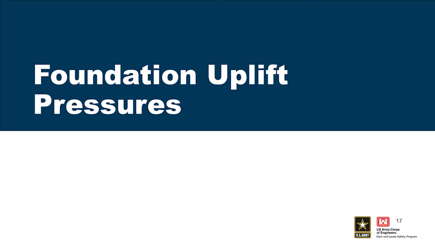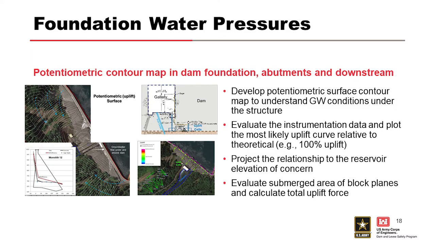So now we get into the foundation uplift. Next slide. And uplift pressures that we should consider. Typically, you want to develop a potentiometric surface of the groundwater contours to understand the groundwater conditions under the structure. And you have to evaluate your instrumentation data, plot the most likely uplift curves relative to theoretical uplift, about 100%, and then project the relationships to the reservoir elevations of concern, if it's at the toe or where your block of concern is. And then evaluate the area of the block planes and calculate the total uplift forces. We'll have a couple slides to illustrate this.